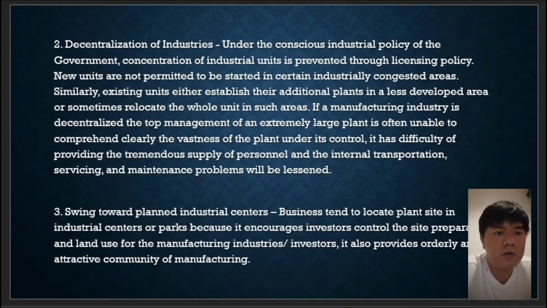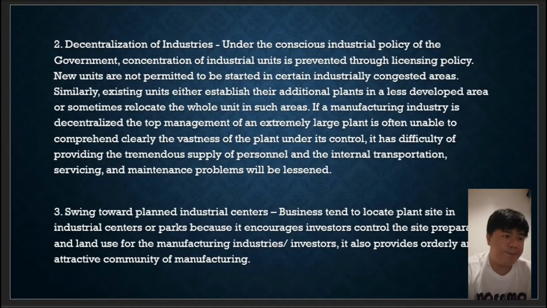If a manufacturing industry is decentralized, the top management of an extremely large plant is often enabled to comprehend clearly the vastness of the plant under its control. Difficulty of providing that tremendous supply of personnel, and the internal transportation, servicing and maintenance problems will be lessened.